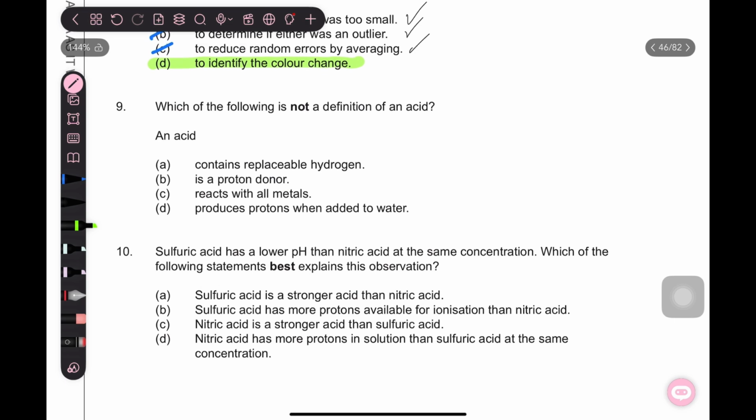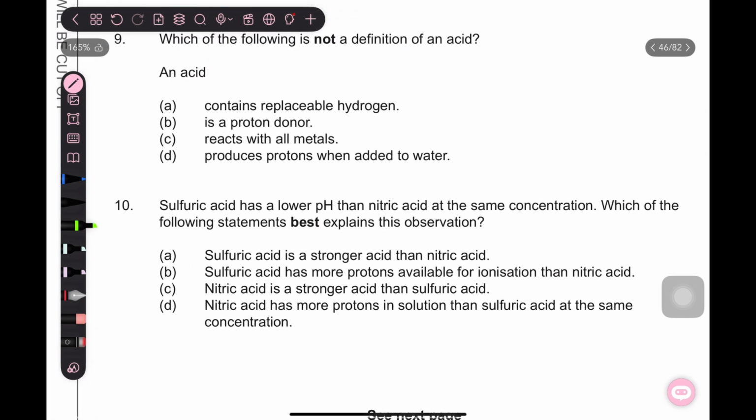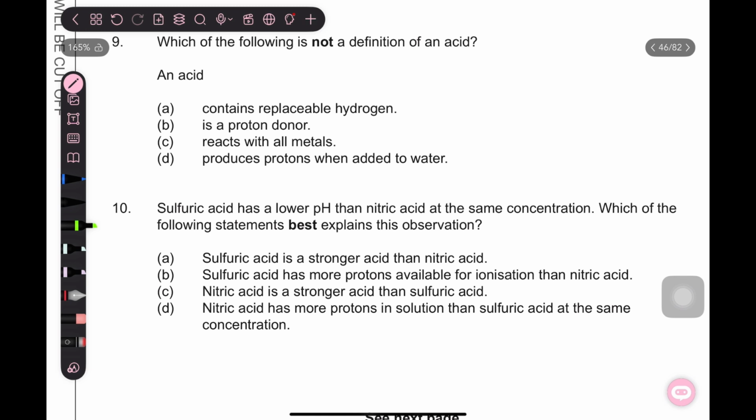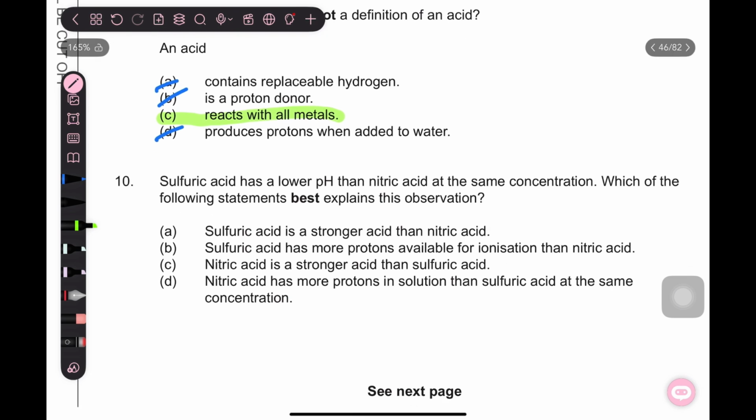Okay, question 9. Which of the following is not a definition of an acid? An acid does contain a replaceable hydrogen. It's the same thing as a proton donor. It does not react with all metals, and it does produce protons when added to water. So we know that C is correct. Acids will only react with metals that are more reactive than the hydrogen that the acids produce, and that's the reason for that answer.